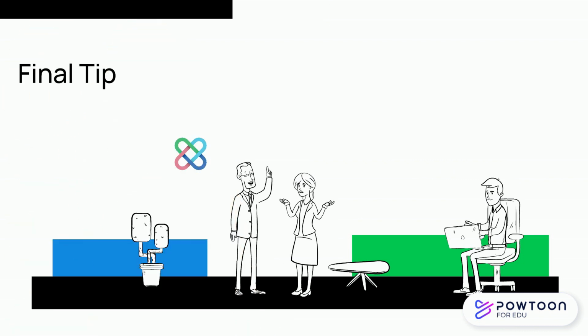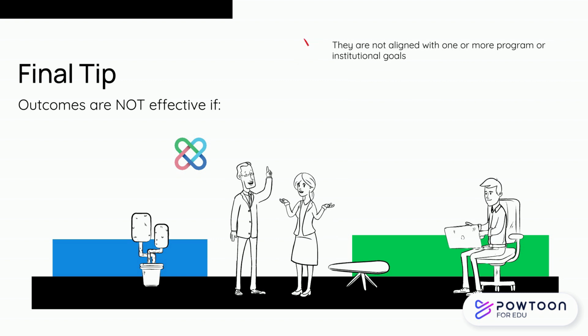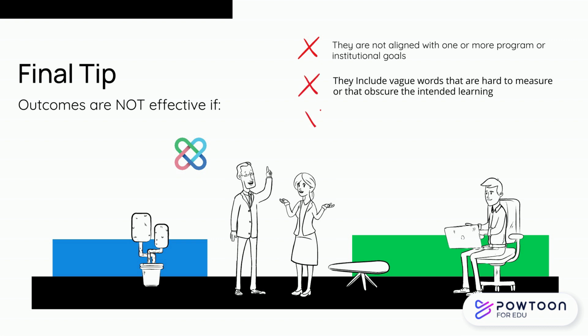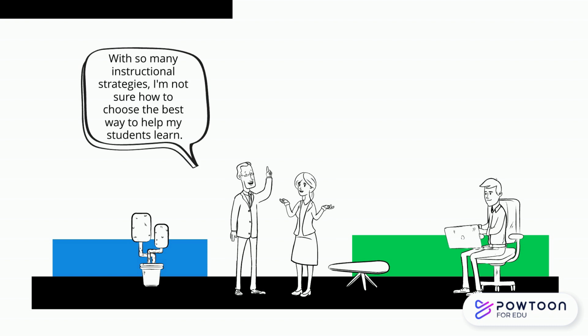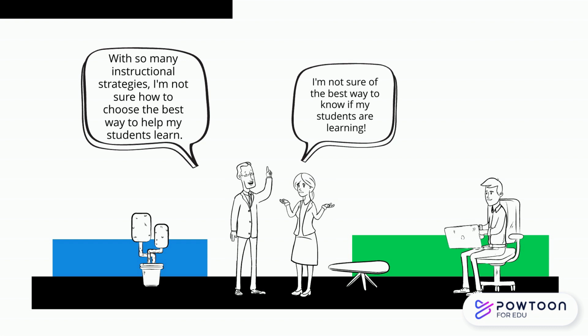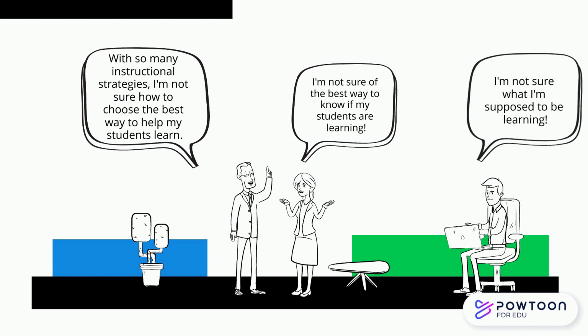A final tip is to avoid a few things that will make outcomes less effective. Outcomes are not effective if they are not aligned with one or more program or institutional goals. They include vague words that are hard to measure or that obscure the intended learning, or they include too many skills in one statement. These errors will make it more challenging for faculty to align instructional methods and assessments to the outcomes. They will also make outcomes less clear for students who are trying to meet the objectives.